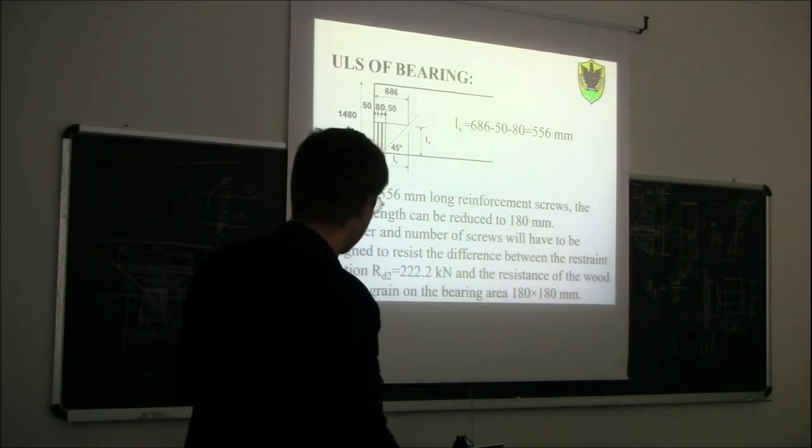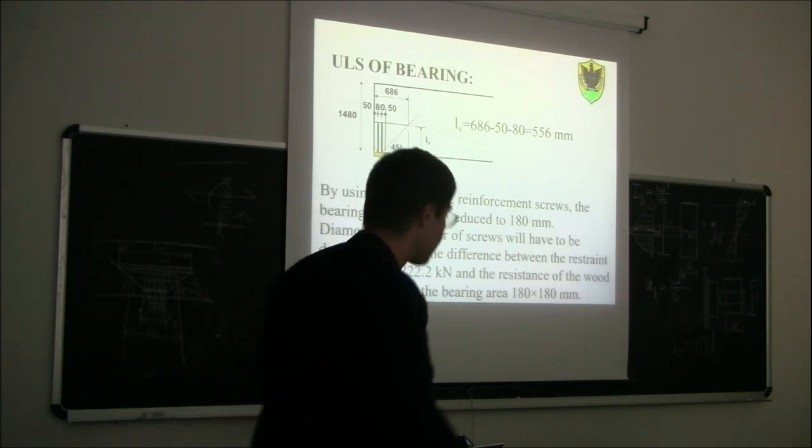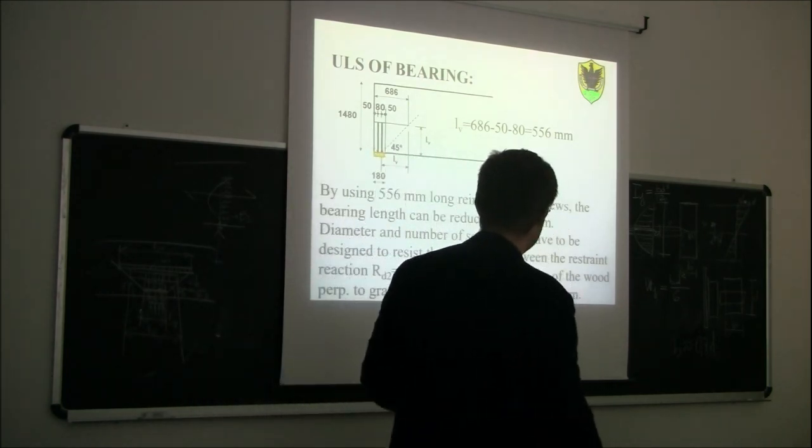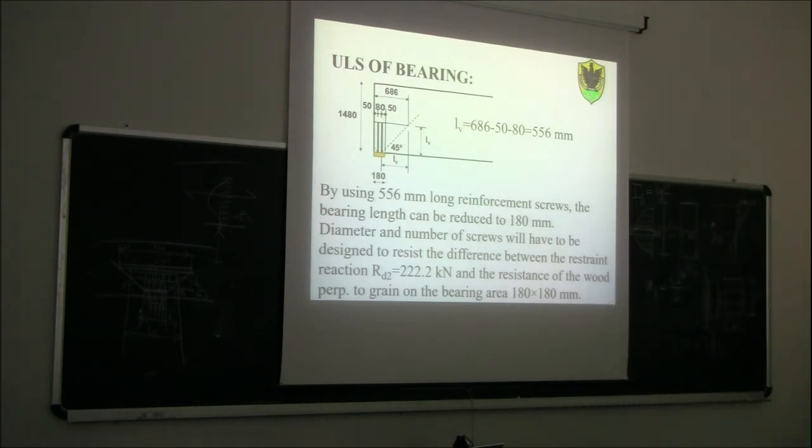So basically, the difference between the restraint reaction and the strength obtained by multiplying the compressive strength perpendicular to the grain by the bearing area will have to be resisted by the screws, which will have to be designed for flexural buckling, taking into consideration the wood parameters.